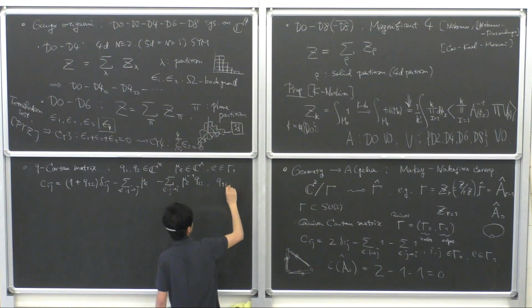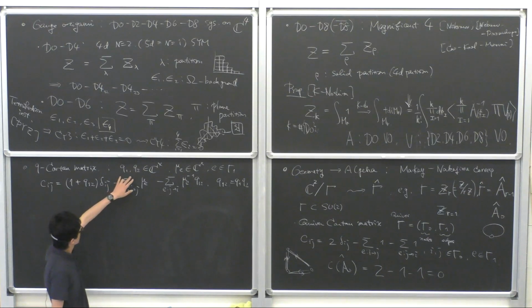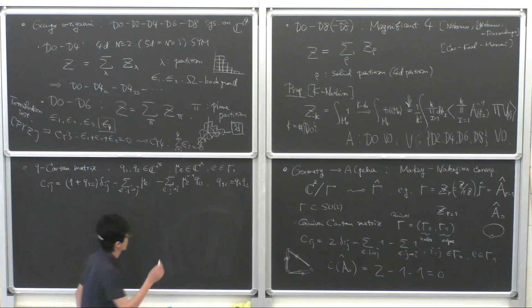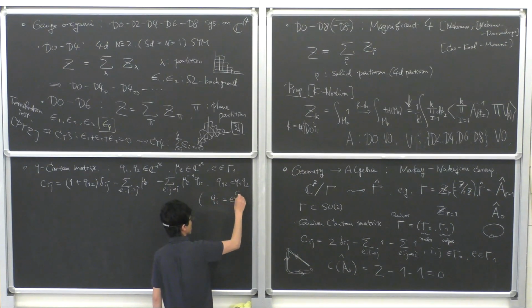Q1,2 is a product of Q1 and Q2. Let's define a slight modification of this character matrix. It is going to be clarified, but for example, this Q1, Q2 is going to be identified with equivariant parameters of the corresponding C1, C2. The correspondence is that, for example, Qi is exponential of epsilon i.